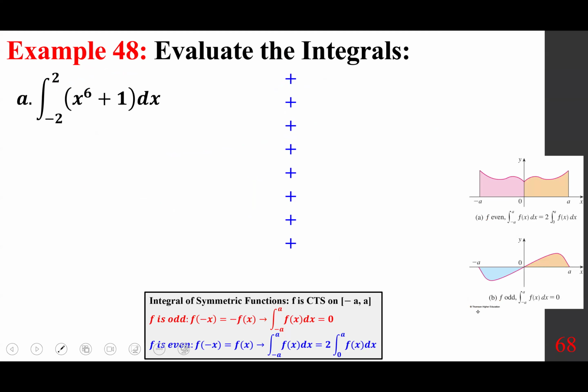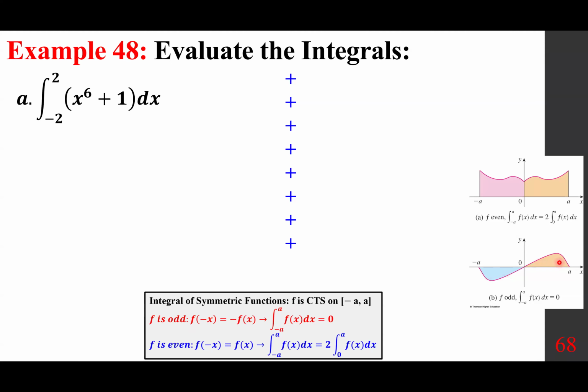All right, we want to evaluate the integral from negative 2 to 2 of x to the power of 6 plus 1 dx. When a function is either odd or even, sometimes it's neither, but when it's odd, we have the integral of symmetric functions. If f is continuous from negative a to a and f is odd, f of minus x is minus f of x, so the integral from minus a to a of f of x dx becomes 0.